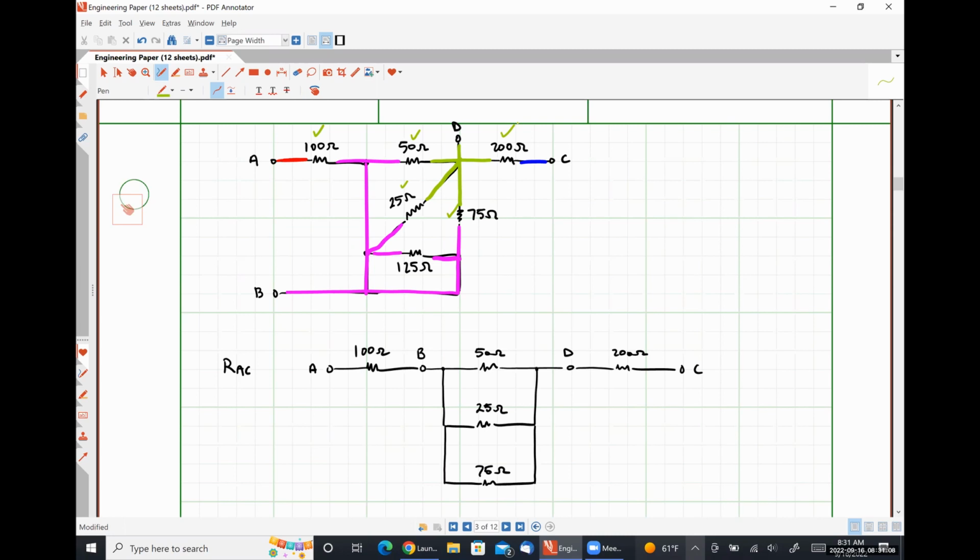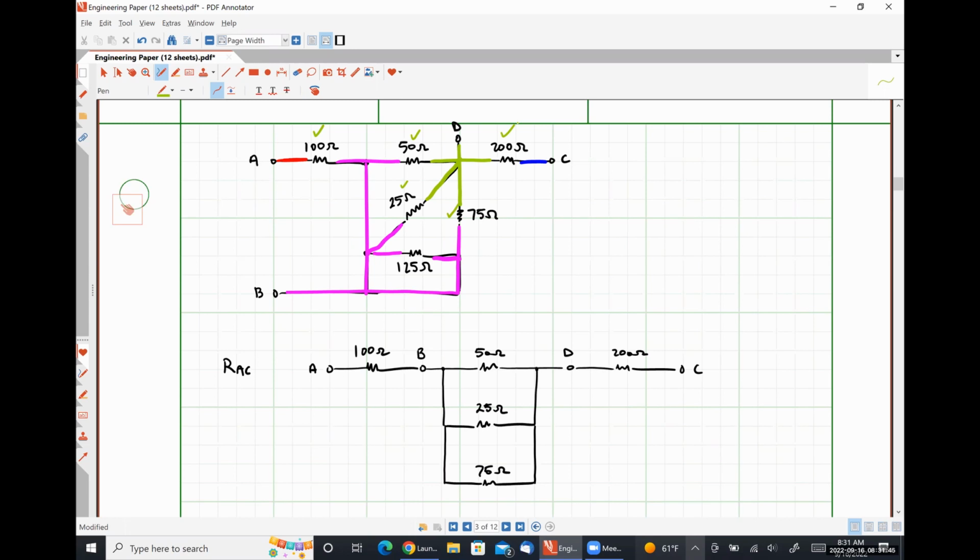Fantastic question. I have left out the 125 ohm resistor. Why have I left it out, you may ask? The 125 ohm resistor is connected between node B and node B, which means it is in parallel with a short circuit or a wire. So what is the equivalent resistance of any resistor in parallel with a wire?